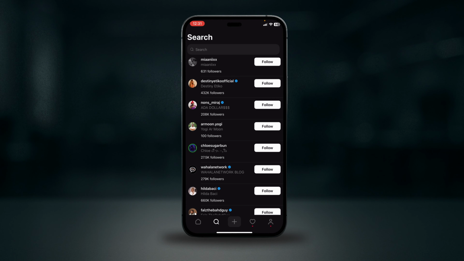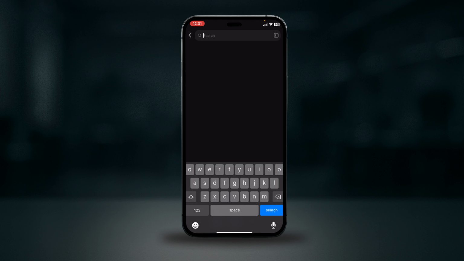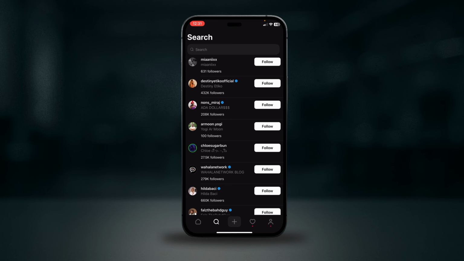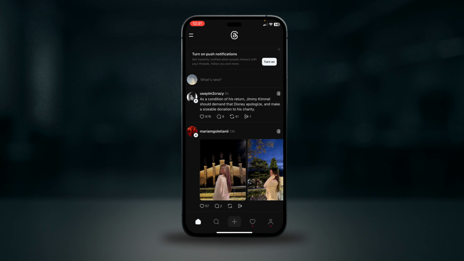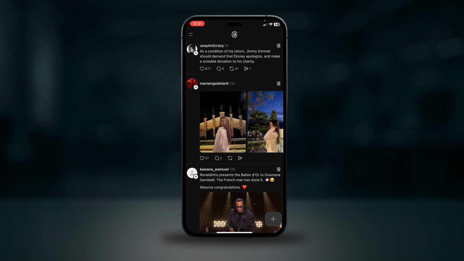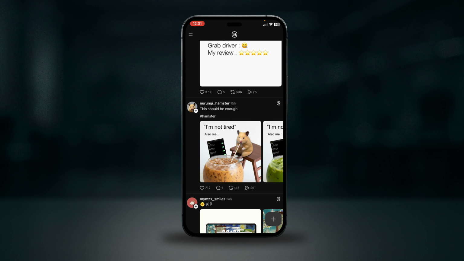trending topic phrases and conversations people are having in real time. Instead of hashtags, Threads pushes posts with keywords and trending phrases. For example, if iOS update is trending, include that exact phrase in your post.